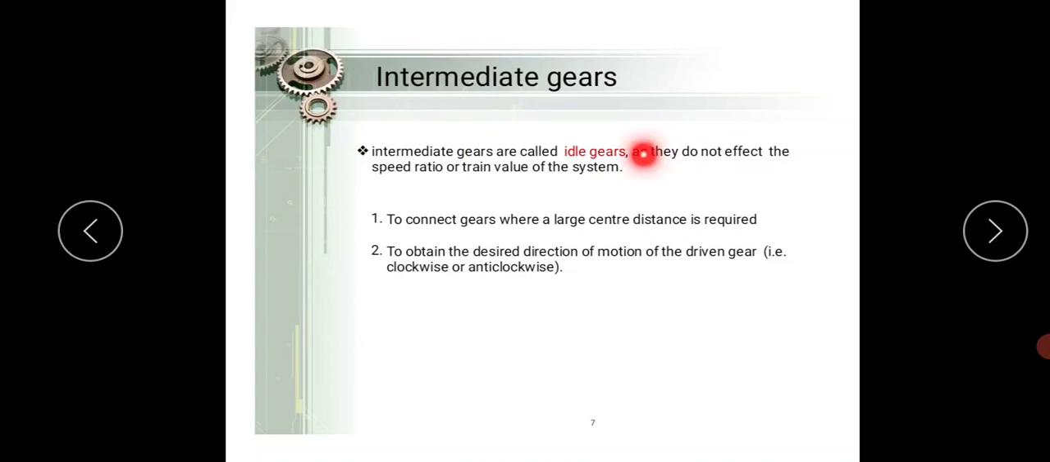Okay, as they do not affect the speed ratio or train value of the system. The intermediate gear is also called the idler gear. The intermediate gear does not affect any speed ratio or train value. Okay.